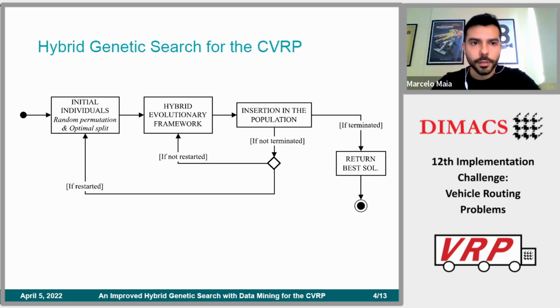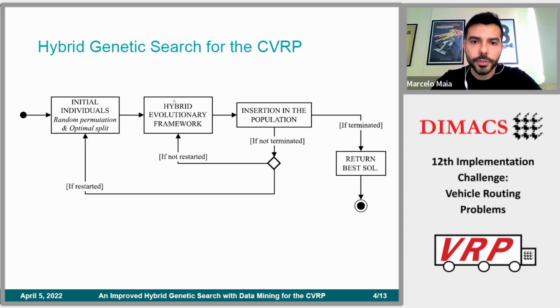Well, at this point, I believe everyone is already familiar with the hybrid genetic search, but here's another high-level representation of it. It starts by generating initial individuals with an optimal split algorithm applied to random permutations of customers. Then once we have an initial population, it enters this loop where we can see this hybrid evolutionary framework, which is for us a black box that contains most of the HGS components.